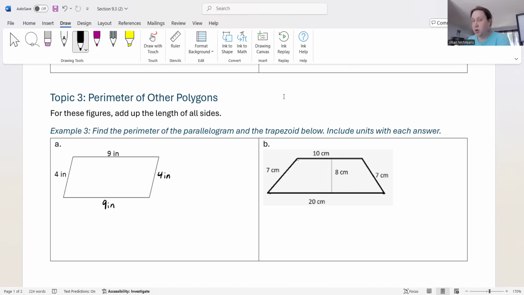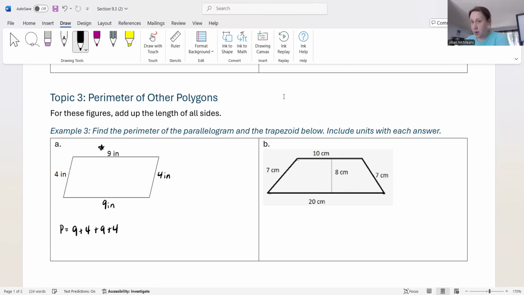Okay, so you could kind of use the same formula for a parallelogram that we use for a rectangle, where we take 2 times the length plus 2 times the width, but we don't really have length and width here. It's a little bit different with a parallelogram. Okay, so I'm just going to go ahead and add up all the sides. So for the perimeter here, I'm going to start at the top and just go clockwise. So I've got 9 plus 4 plus 9 plus 4.